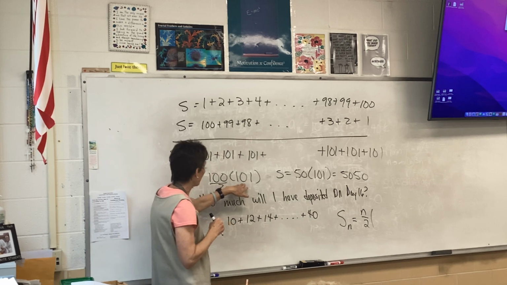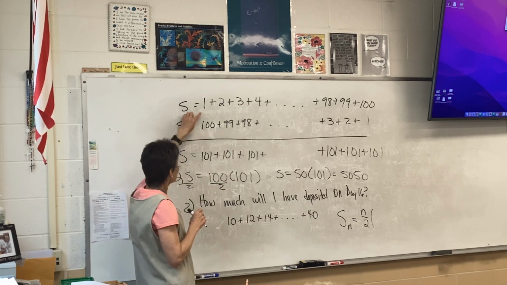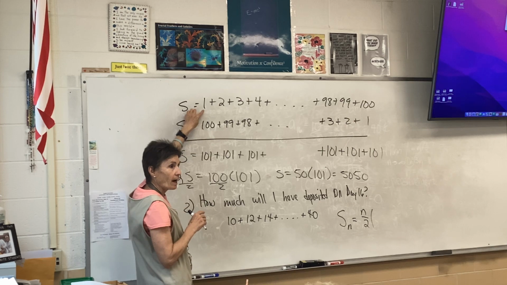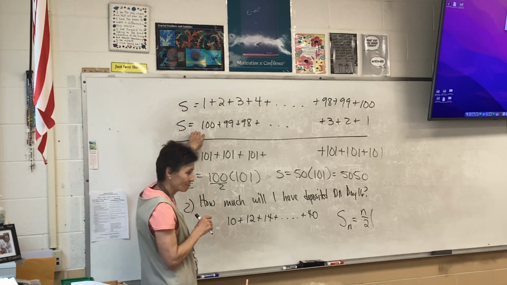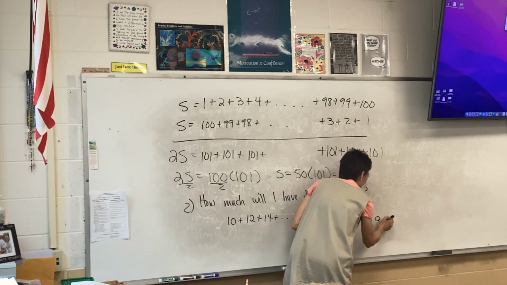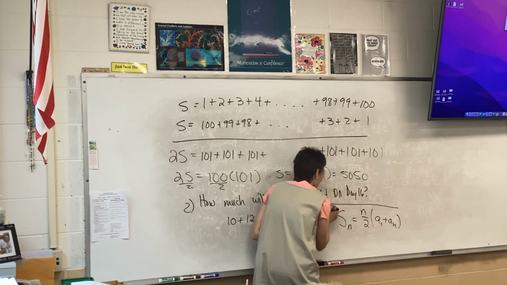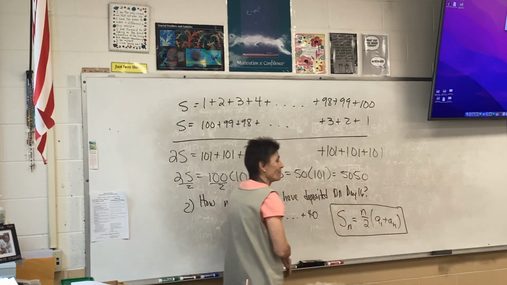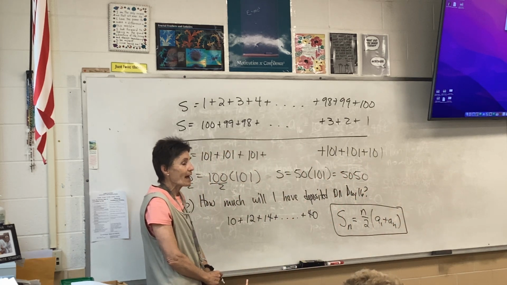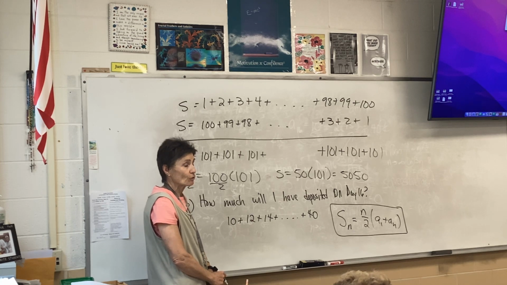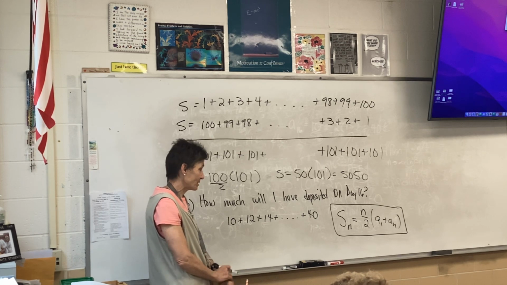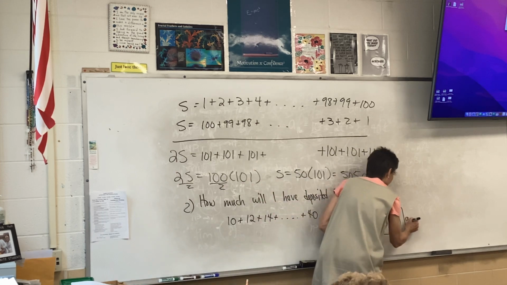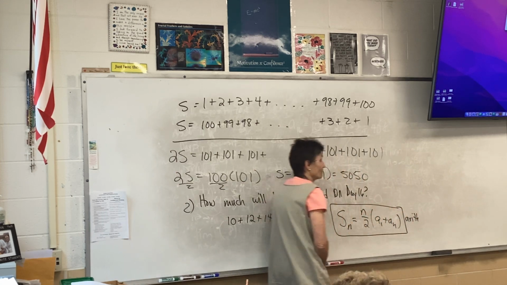Now where did his 101 come from? I added the first term to the last term. That, my friend, you need to write down at the top of your page. That is how you add up the terms of an arithmetic series. So it has to be arithmetic. Make sure you're writing next to this, arithmetic. Because we're going to do geometric here in a minute. Maybe.